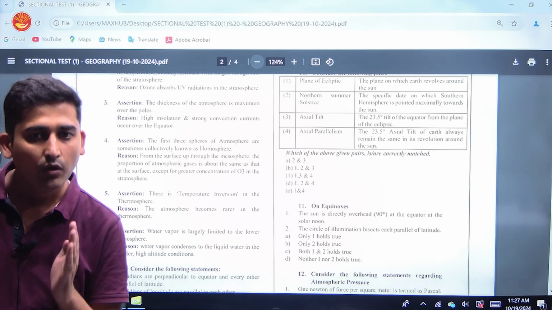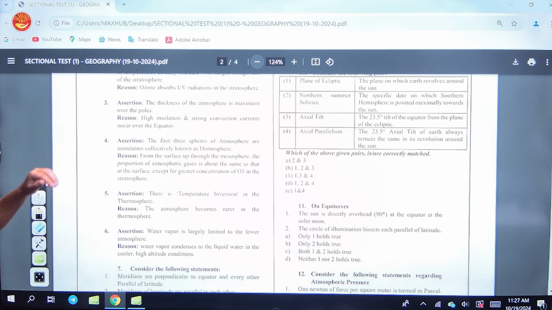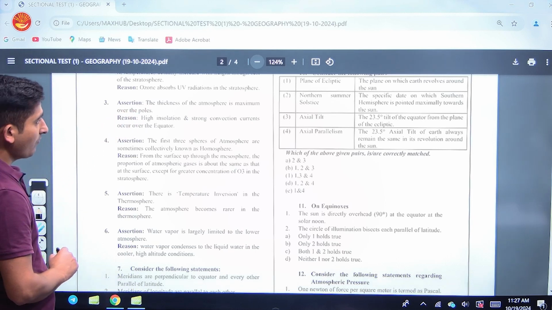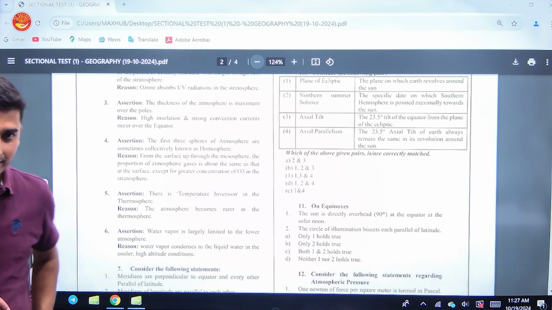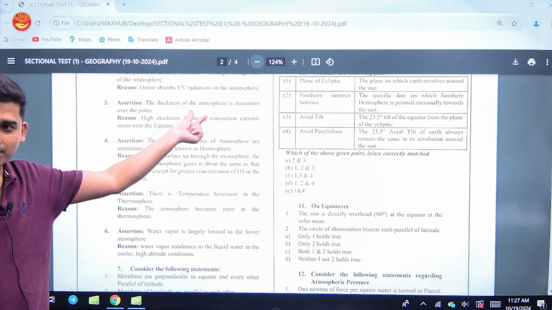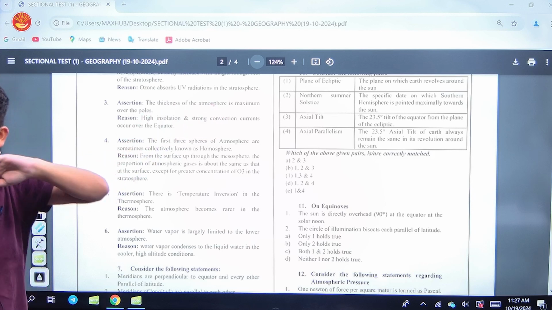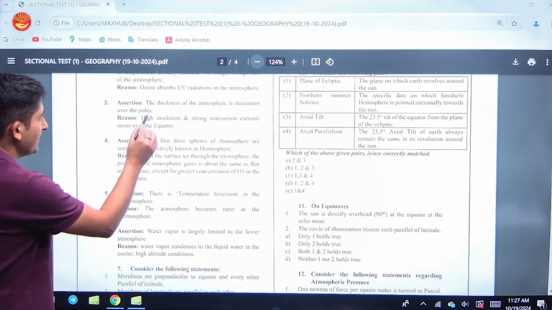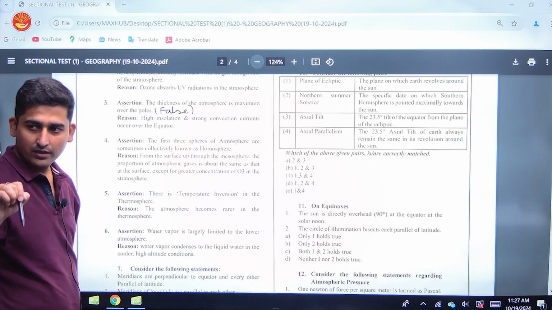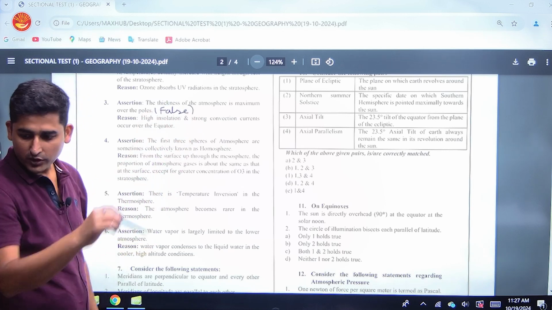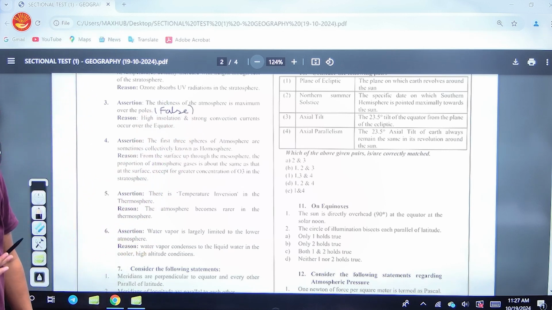Okay, so coming to the third question: the thickness of the atmosphere is maximum over the poles. What do you guys say? The thickness of the atmosphere is maximum over the poles. No? मैं बताता हूँ क्यों. This is false. The thickness is maximum over the equator. Okay, whole atmosphere. Jaslyn, मेरे साथ हो.